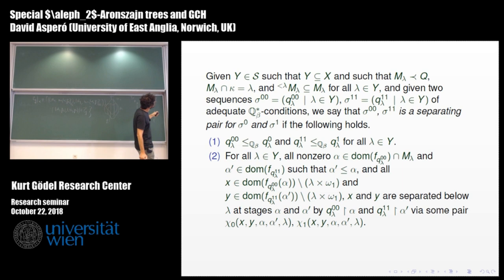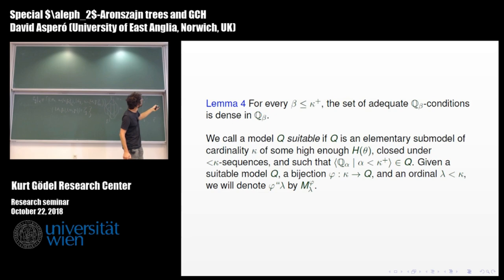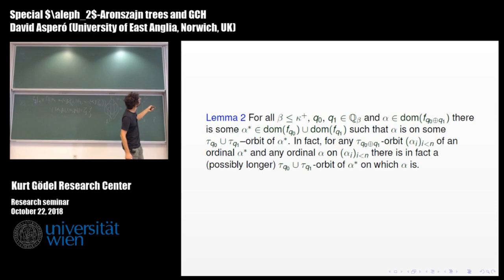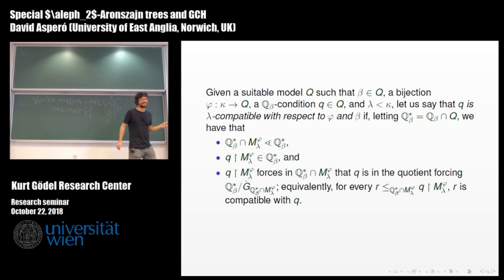So it's sigma 0, 0, like this, and sigma 1, 1, like this. And these are adequate Q beta star conditions. Then I'll say that this is a separating pair for the initial sequence. So this was my initial sigma 0 and sigma 1, remember, the sequence for which I need to show the strong kappa chain condition. Right, this should be sigma 0. This should be sigma 1. So these are my starting sequences.